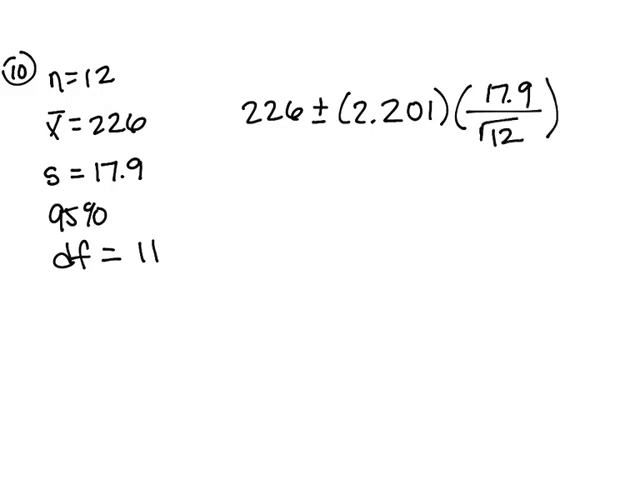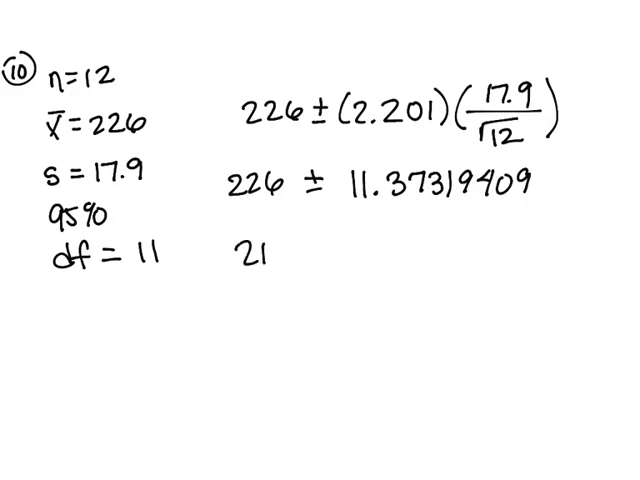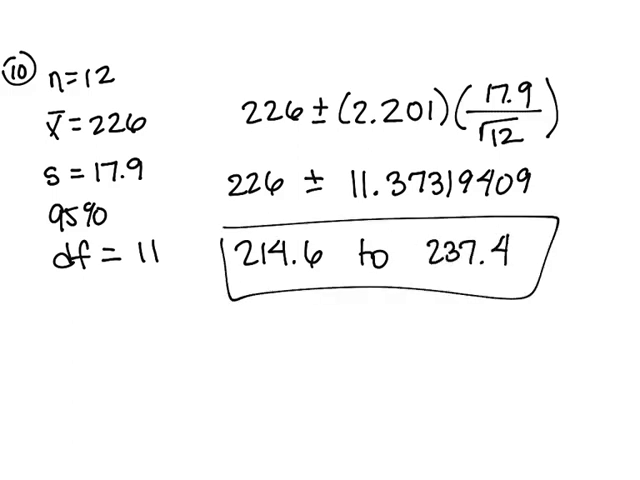My bad. You said it right. Oh, and I wrote it. I'm telling you, I'm off. 17.9 divided by the square root of 12. That should give you the error of 11.37319409 that we're going to add and subtract from 226. So I'm going to go ahead and round to one decimal place because that's what my answer choices are. 214.6 to 237.4. Very good.